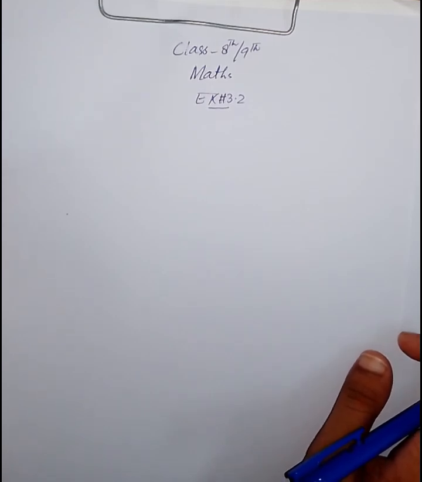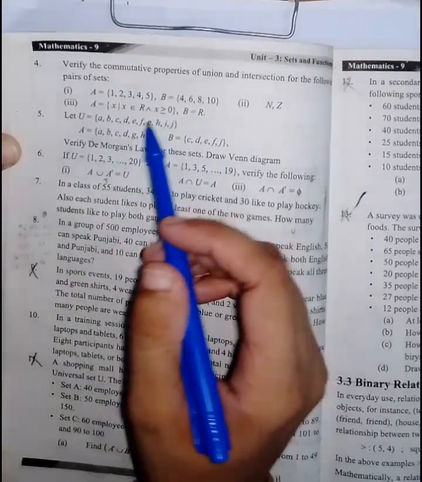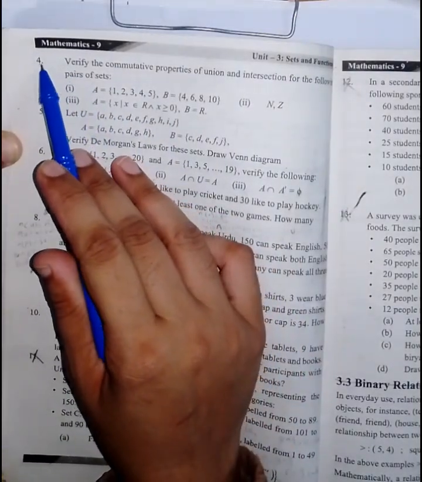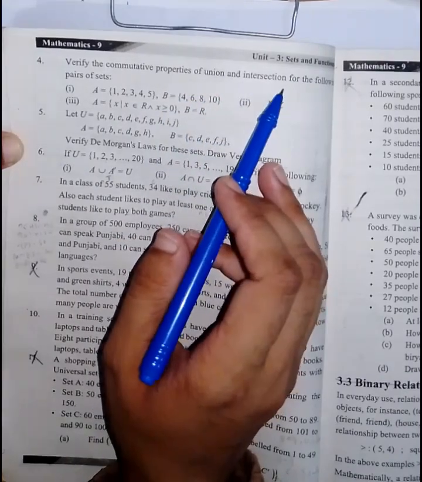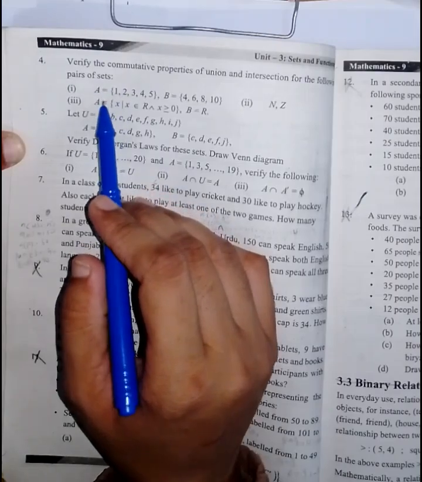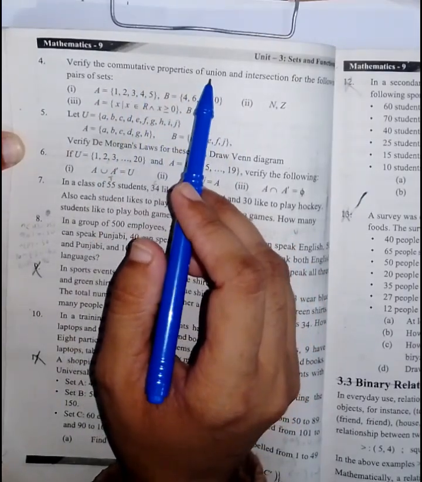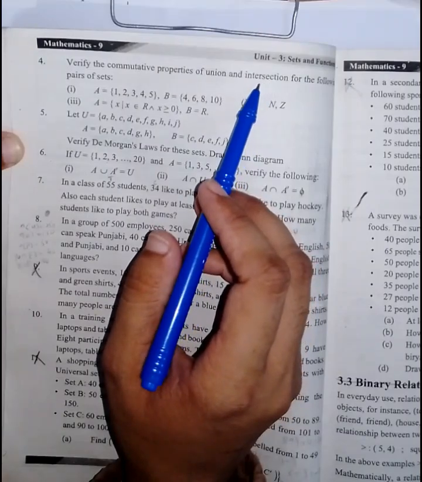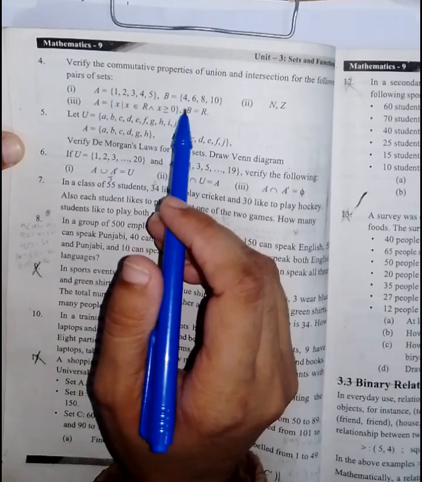Today we are going to study class 8th mathematics exercise 3.2. From exercise 3.2 today we will discuss question number 4, that is verify the commutative properties of union and intersection for the following pair of sets. There are given some pairs of sets and we have to verify commutative property of union and commutative property of intersection. So come towards solution of question number 4.